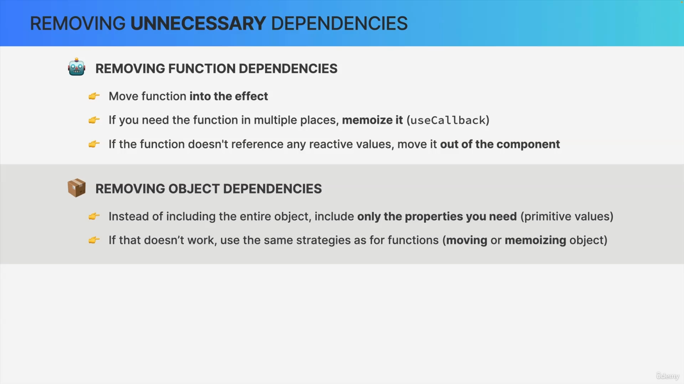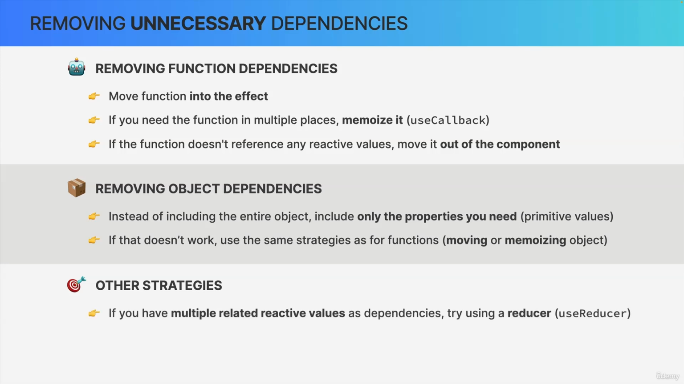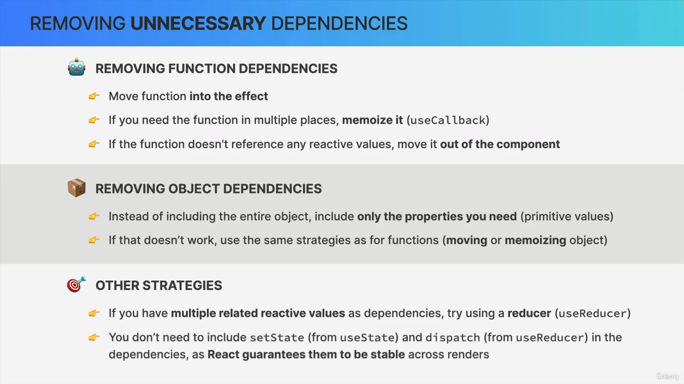And finally, we have two other strategies. First, if you find yourself in a situation where your dependency list includes multiple reactive values that are related to one another, you can try using a reducer with useReducer. So sometimes a reducer can really be like a secret weapon that makes all your dependency problems completely go away. Also, there's no need to include the setState function from useState or the dispatch function from useReducer in the dependency list, because React guarantees that these are stable between renders.